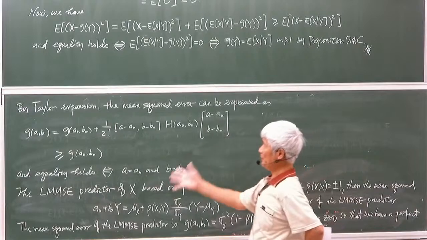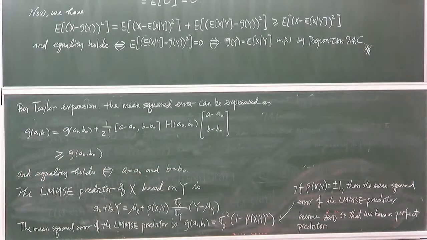Okay, so basically, to find the so-called best of a class of predictors, you need optimization techniques. So you have to apply your knowledge of calculus to find them. Any questions? Okay.